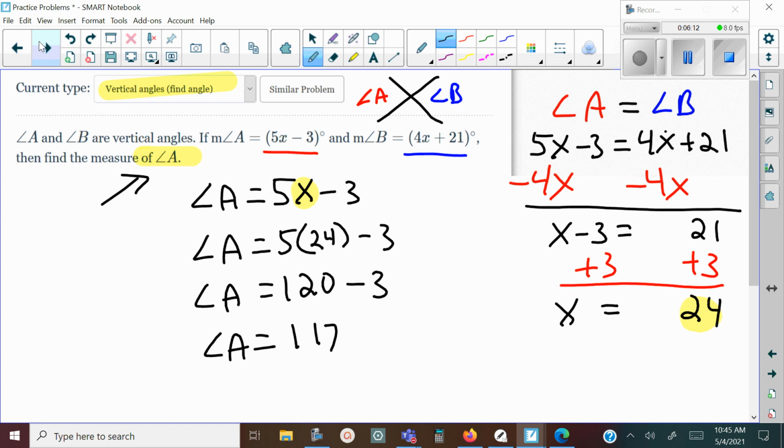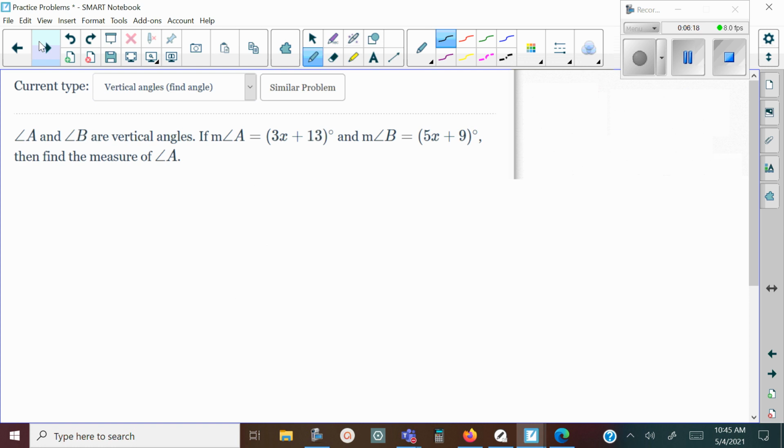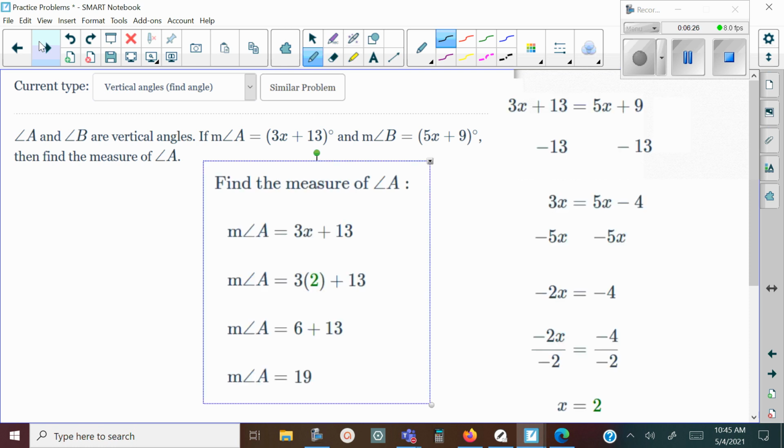But that's pretty much it. Let me let you take a look at one more example. Pause the video here and see if you can solve it on your own. All right, let's take a look at the answer. I take the two expressions and set them equal because they're vertical angles, right? And then I go ahead and solve.